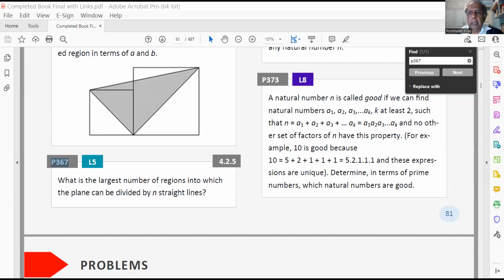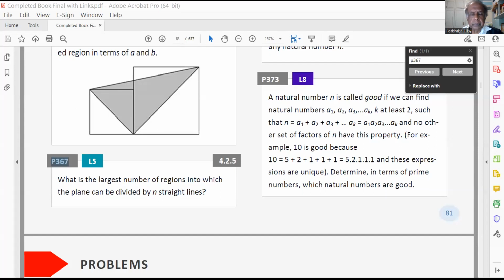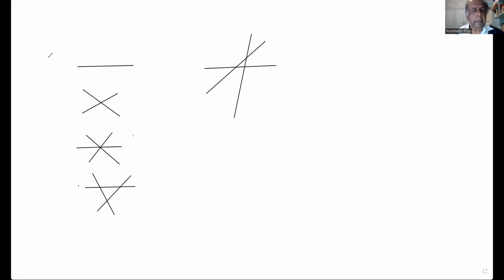If I go onto the whiteboard, so if we start with n equals 1, then we read this as what is the largest number of regions that the plane can be divided by one straight line. And you can see, in this case here, there are two regions, one above the line and one below the line. So the answer is 2 when n is equal to 1.